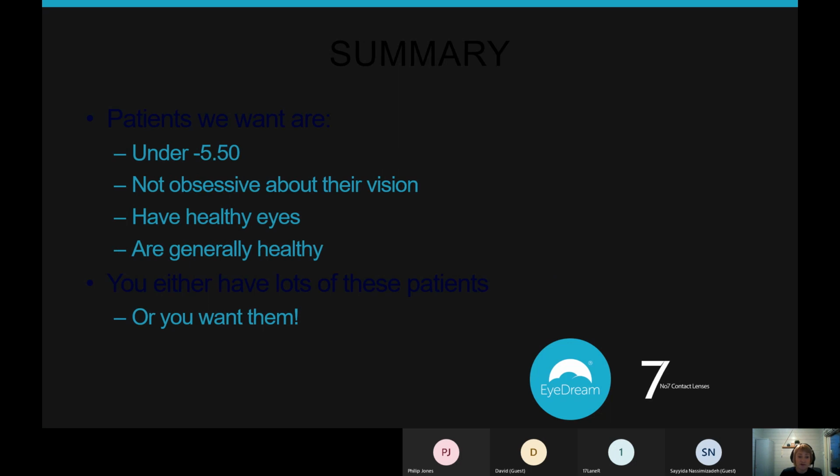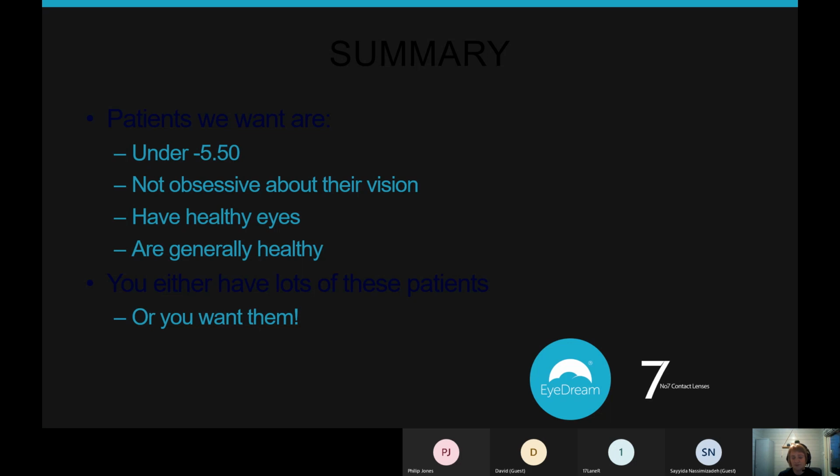So to summarise, the patients we want are under minus 5.50. They're not obsessive about their vision. They have healthy eyes and they're generally healthy. Don't they sound like lovely patients? Statistically, there are loads of those patients out there. So that's either adults for vision correction or they're children. And honestly, I think there are fewer children than there are adults that are suitable.